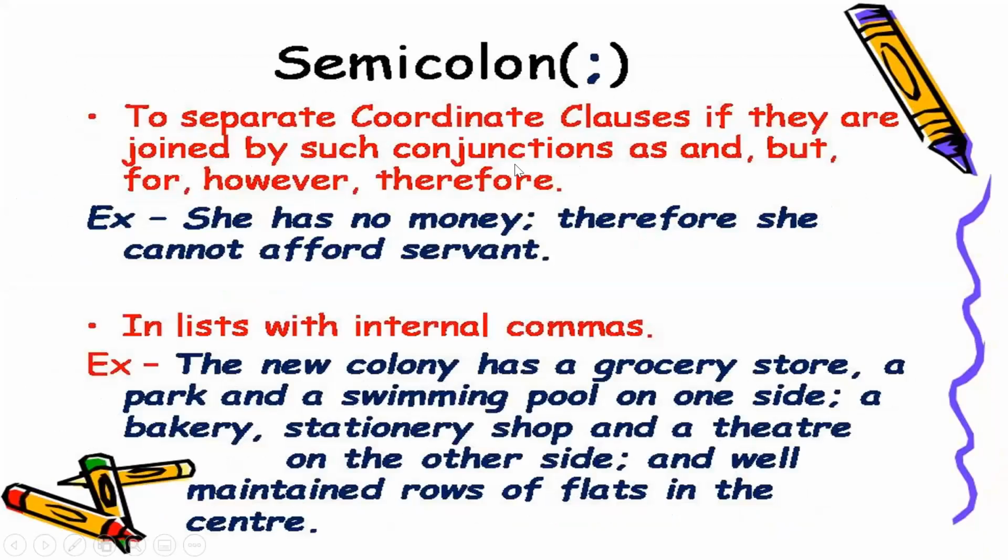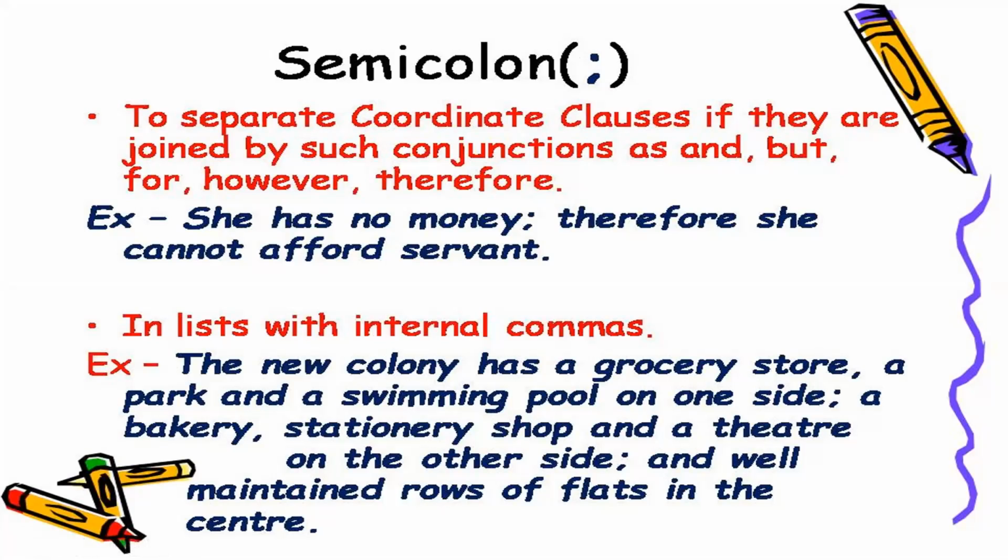Now semicolon. So how is a semicolon indicated? It has a full stop on top, and just below it we have a comma. So this is the symbol of a semicolon. Now semicolons are used to separate coordinate clauses. Now what are coordinate clauses?